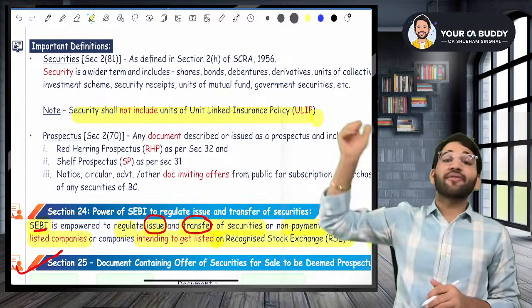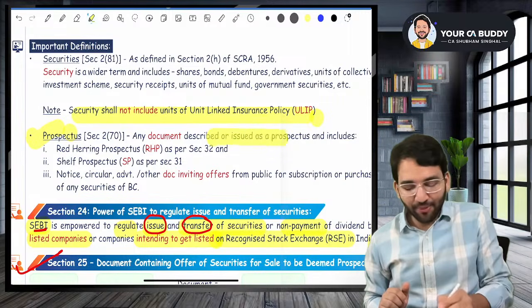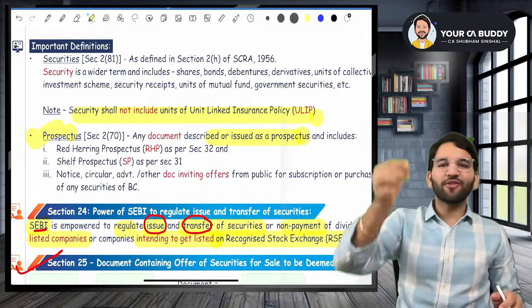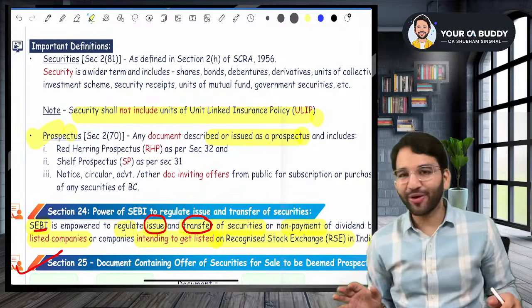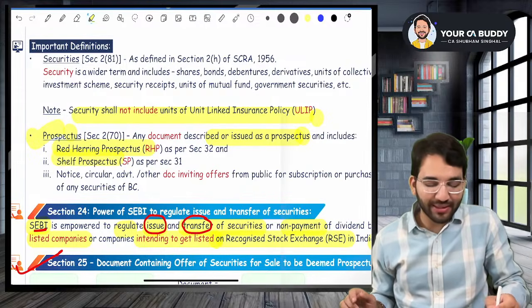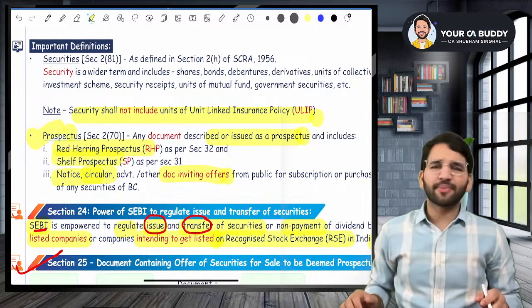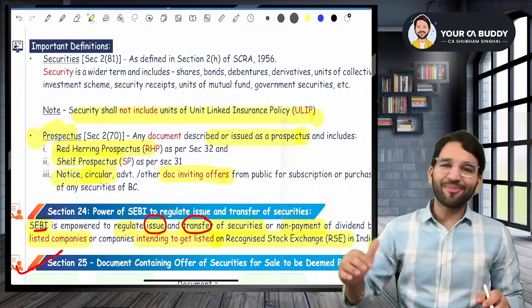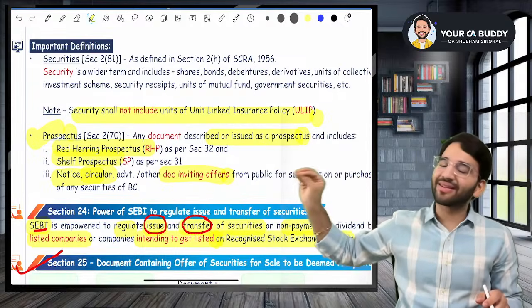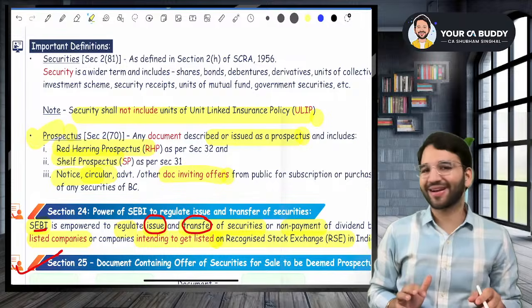After that, guys, what is the definition of prospectus? Prospectus means any document described or issued as a prospectus. If I give you a piece of paper and I say this is prospectus, then according to law, this is prospectus. And it includes red herring prospectus, shelf prospectus, or any other notice or circular inviting offers. Any notice based on which you are asking for offers will be considered a prospectus. So prospectus is a very vast definition. Anything that you call a prospectus will be considered a prospectus.